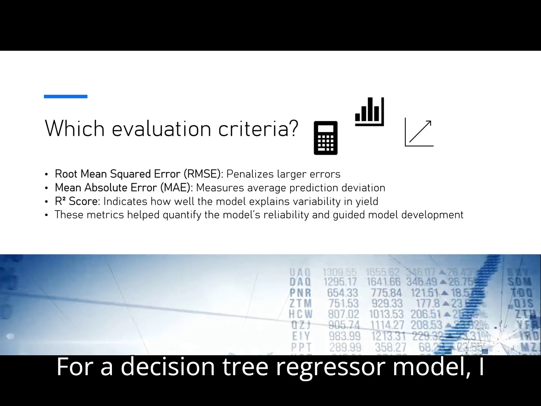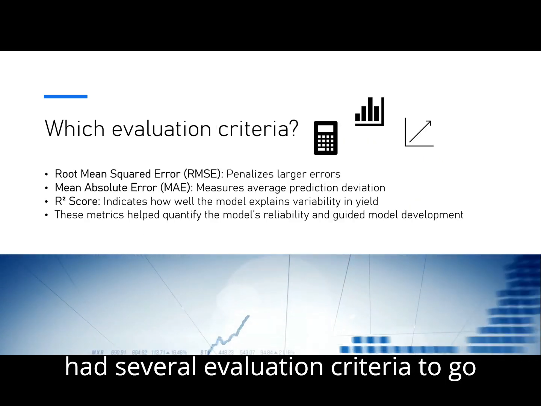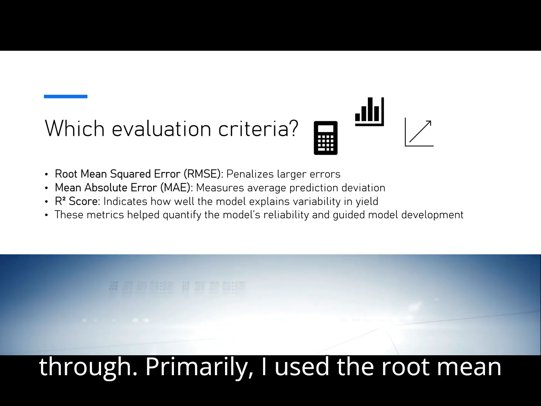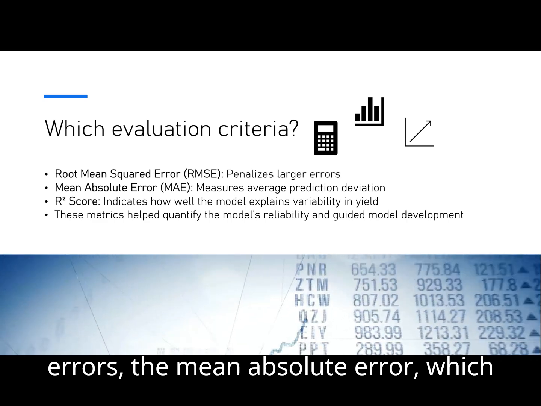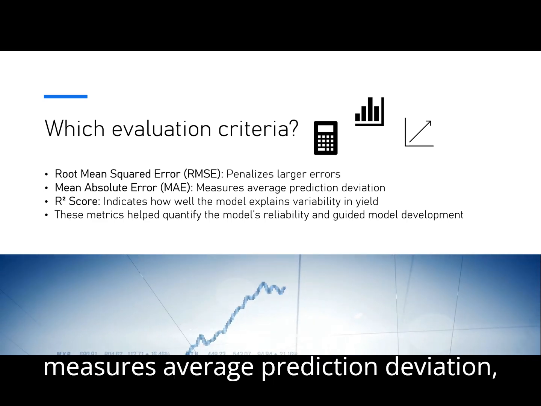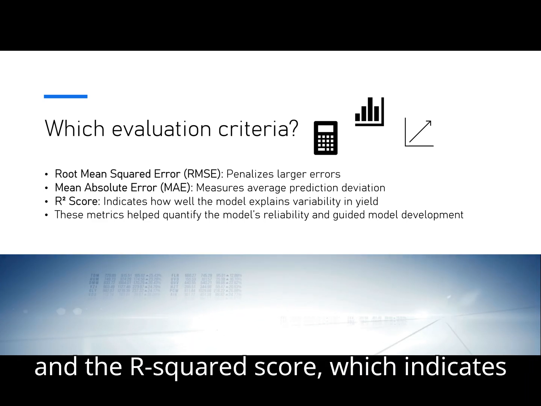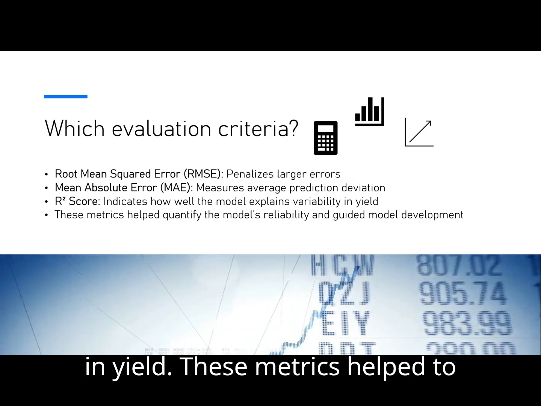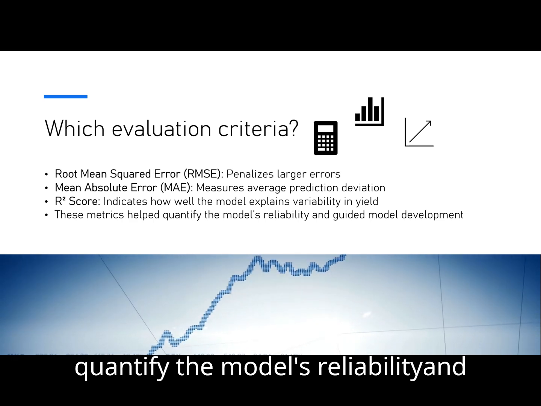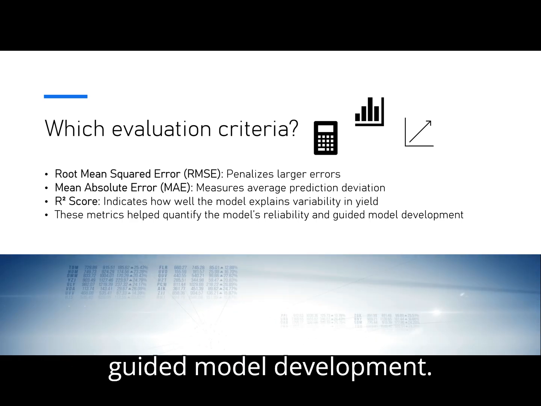For a decision tree regressor model, I had several evaluation criteria to go through. Primarily, I used the root mean squared error, which penalizes larger errors, the mean absolute error, which measures average prediction deviation, and the R-squared score, which indicates how well the model explains variability in yield. These metrics helped to quantify the model's reliability and guided model development.